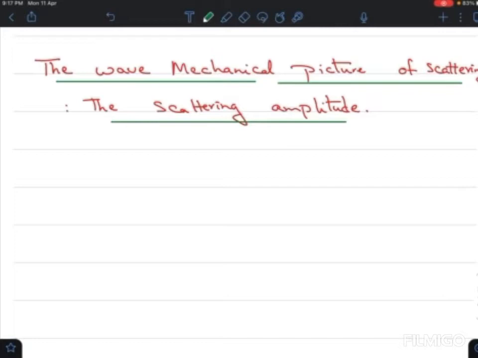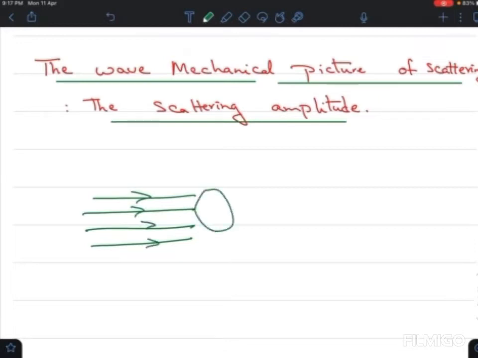Now, the phenomenon of scattering is manifested as a distortion in the stationary wave pattern. So, you can see that we have a stationary wave pattern, that is, we have a continuous beam of particles incident onto this target. And after hitting this target, what happens to the stationary wave function? It gets distorted. That is the basic phenomenon we are considering in the quantum mechanical picture.